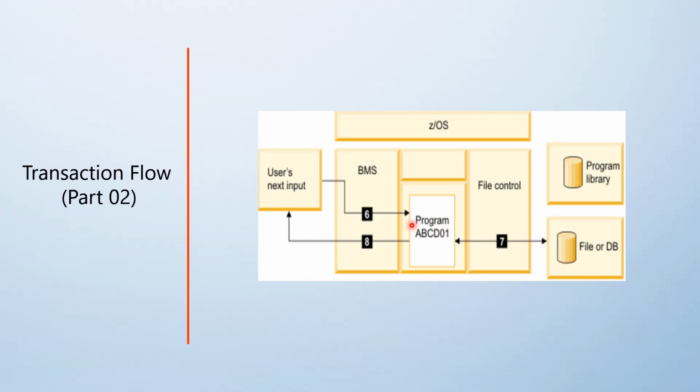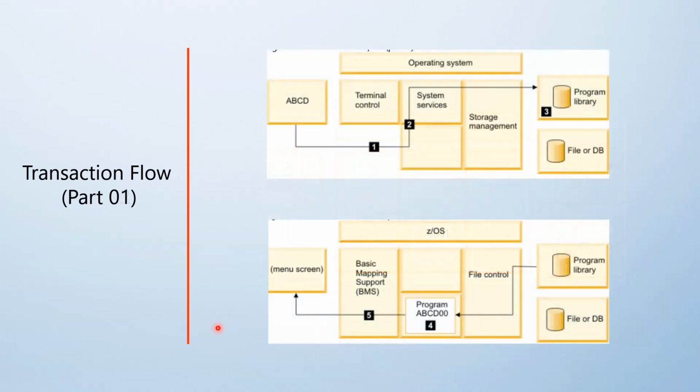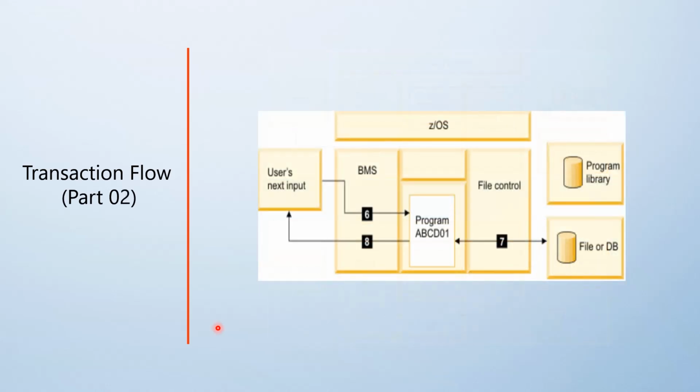And again, at the end, the terminal and BMS services read the data, format it according to the BMS screen, and pass the data back to the user. So this is how the services in CICS are used, and the user can just focus on his business logic. He doesn't have to worry about all these services because they're implicitly taken care of by CICS.